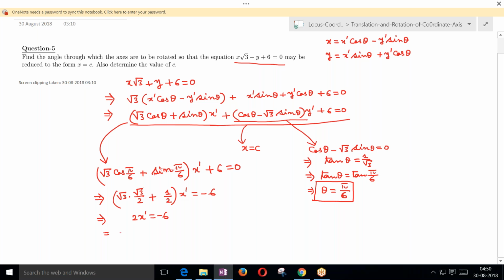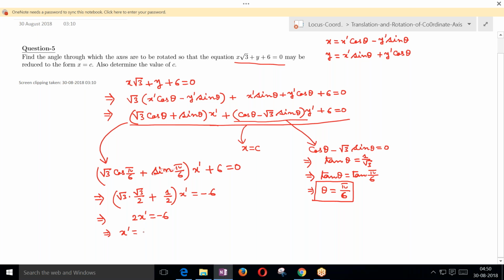Now if you make it equivalent with x is equal to c, we get c is equal to minus 3. That is the solution to this question. Okay, I hope all of you are able to get it.